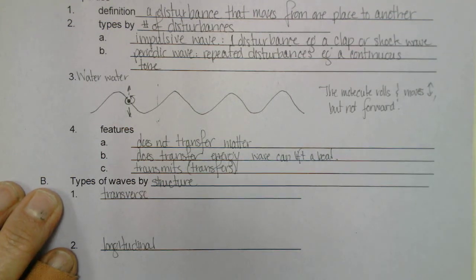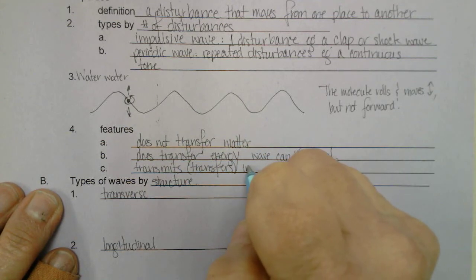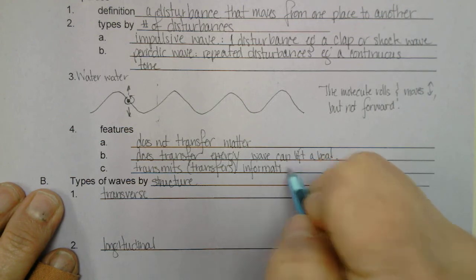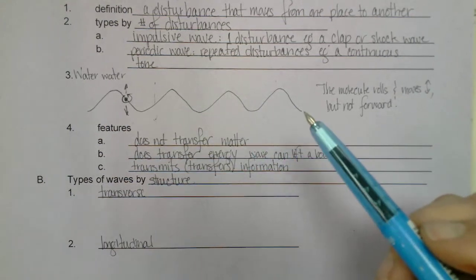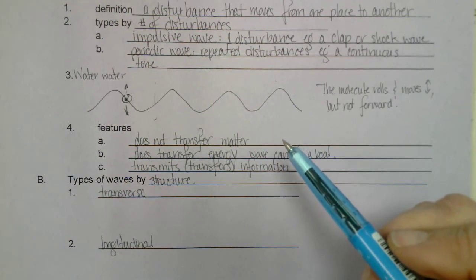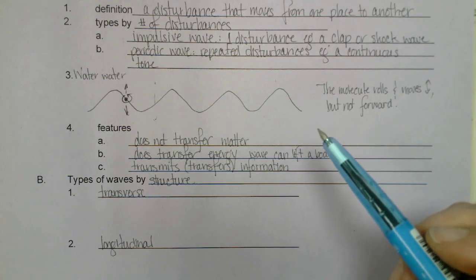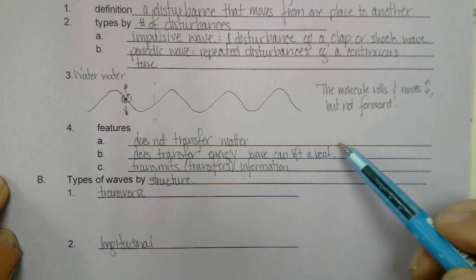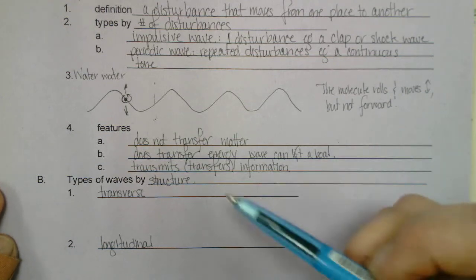A wave can also transmit or transfer information. And we'll talk about that more in the next chapter when we talk about electromagnetic radiation, which travels in waves. But when you talk on your cell phone, that is a wave that is carrying the information from you to whoever is receiving your call. So it also can transmit data or information. It can transmit or transfer energy.